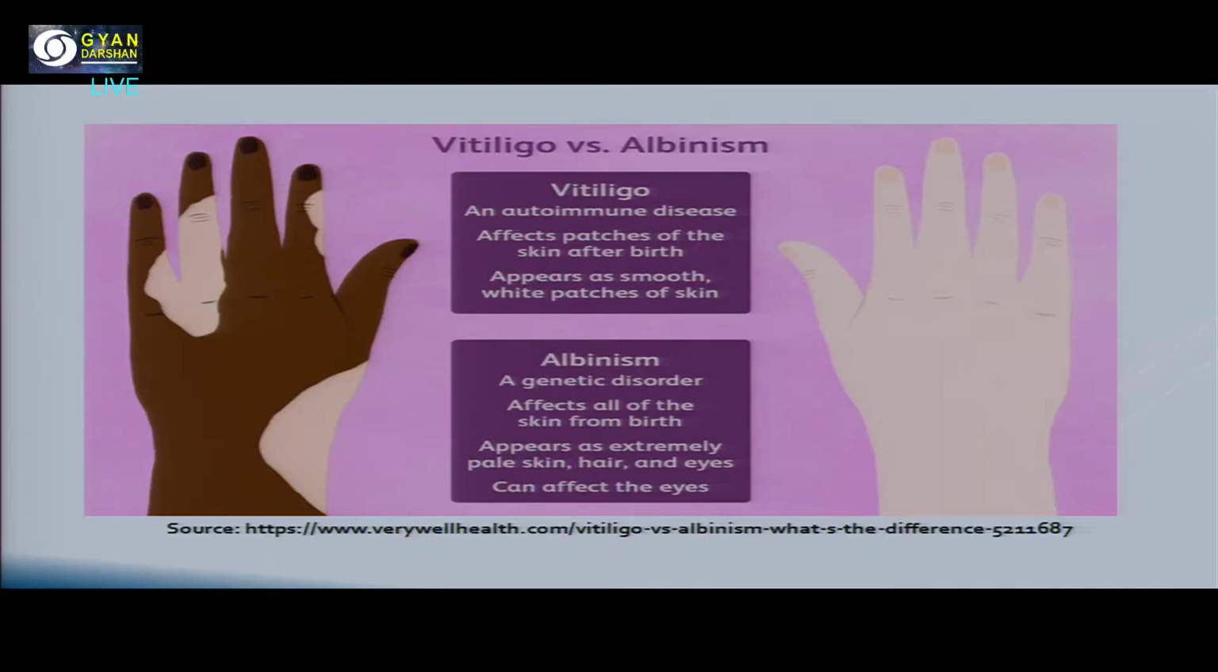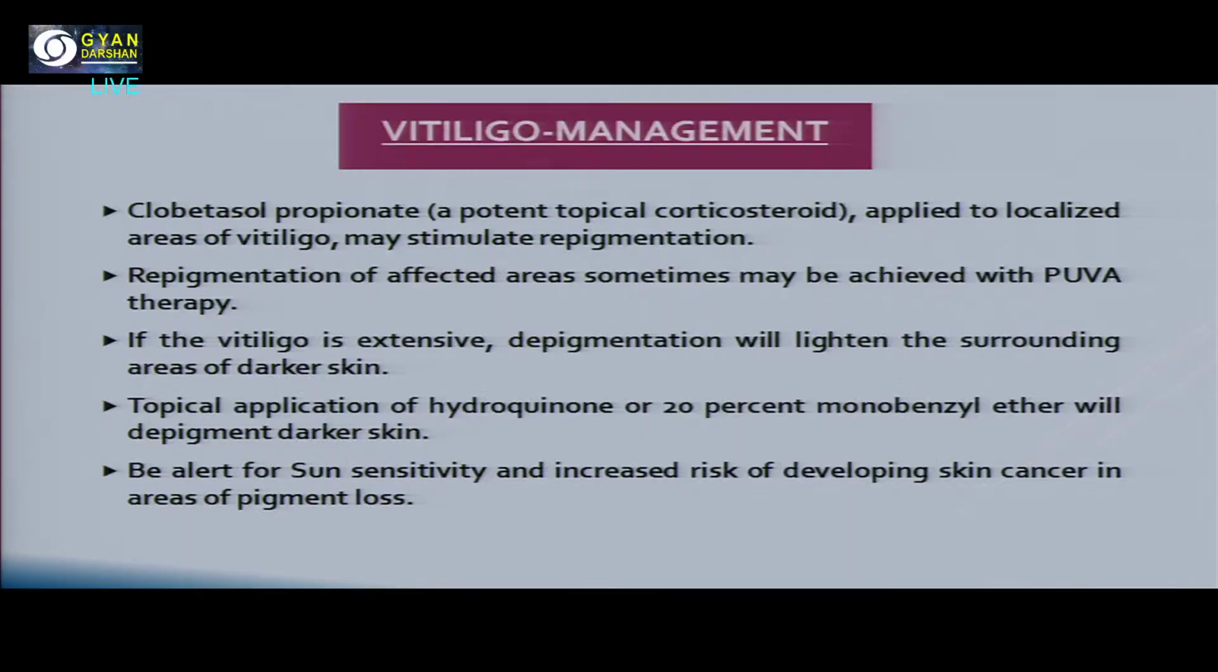Albinism is a genetic disorder. A genetic disorder is a disorder which affects your chromosomes and genes. An autoimmune disorder is one in which your body recognizes your skin as a foreign material and attacks it. So, in albinism, your whole body becomes white and it can also affect your eyes, but this does not occur in vitiligo. So, what is the management? We can use a potent corticosteroid, that is clobetasol, which is applied to the localized area to stimulate it so that the color can be regained.